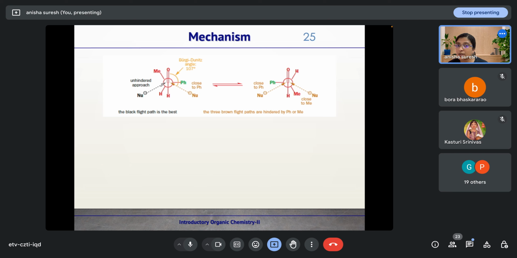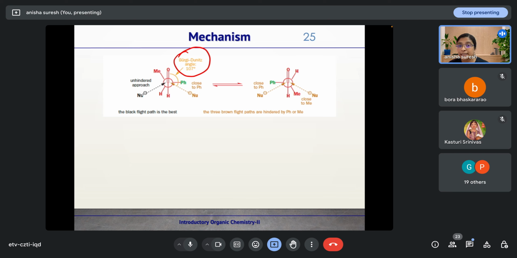So these are the two Newman conformations that we have to consider while we are drawing the mechanism for this reaction. According to the Felkin-Anh model, we have to place the larger group perpendicular to the carbonyl, and these are the two different conformations. So there are four attacks possible according to the Burgi-Dunitz angle, that is 107 degrees. The nucleophile can attack from here, from here, from here, and from here.